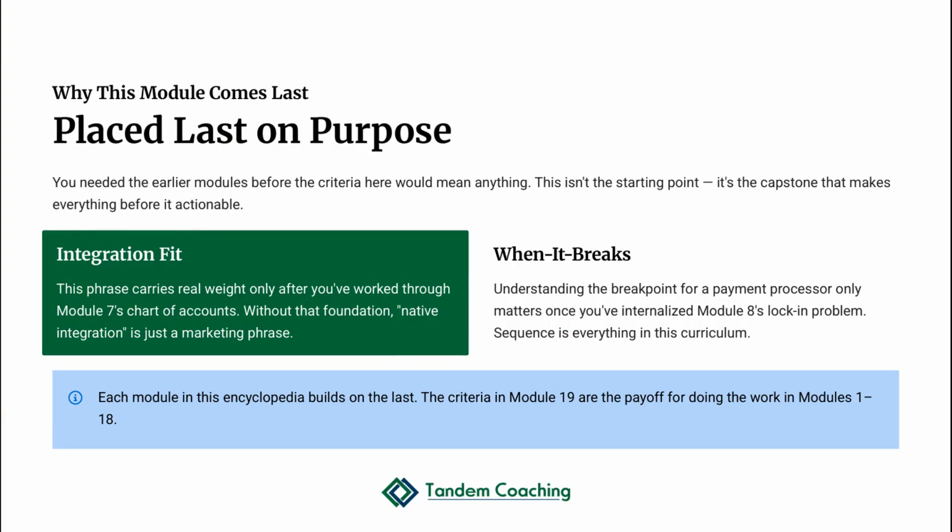Two ideas explain why integration fit cares about Module 7, and why when it breaks cares about Module 8. The chart of accounts you built in Module 7 dictates which payment processor can post line items in a way your bookkeeper accepts. The lock-in problem from Module 8 explains why every contract you're about to sign with a bundled platform is also signing away 3 of your future options. The criteria words look generic. The meaning underneath them is the modules you already walked.